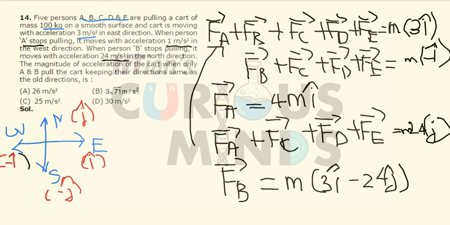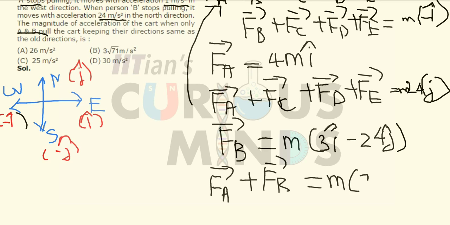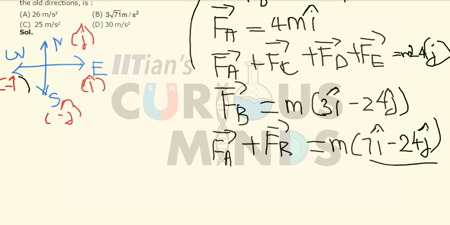The magnitude of the acceleration of the cart when only A and B are pulling. So basically they have asked when only A and B are pulling the cart, it will be equal to FA vector plus FB vector. So basically it will be equal to 4 plus 3, which is equal to 7 m, which is equal to 7 i cap minus 24 j cap. So now over here, this is the total acceleration of the body.